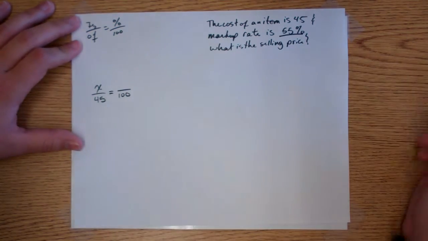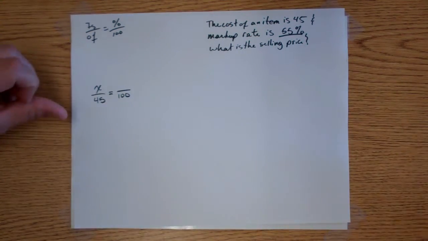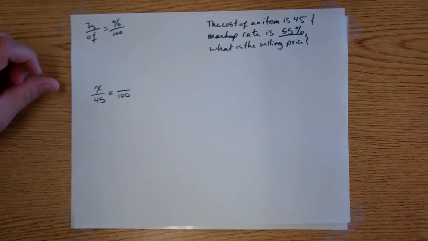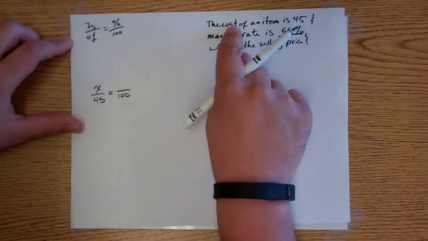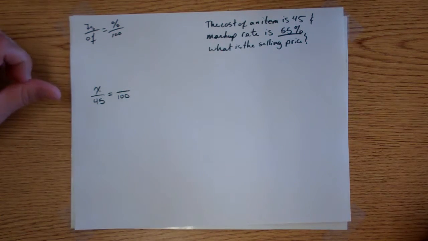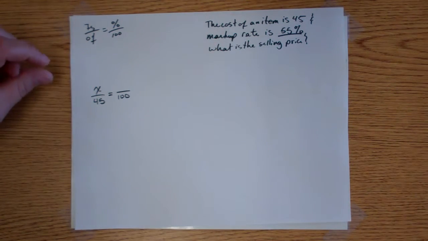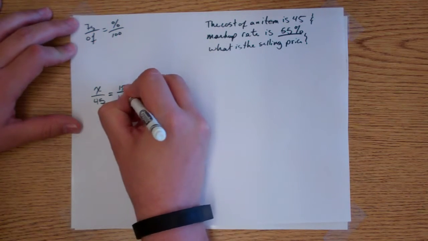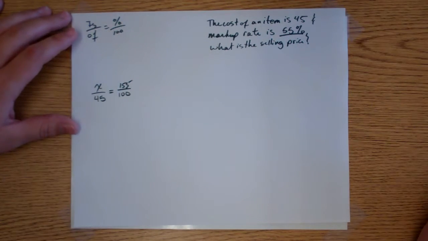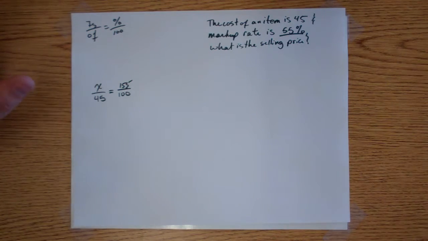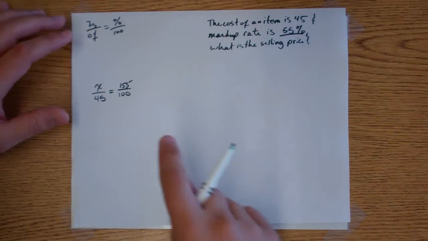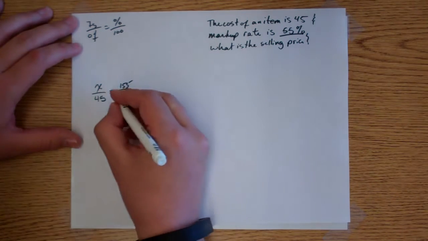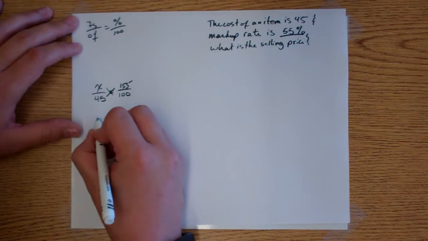The markup is 55%. Now, since you're marking it up, that means you're paying 155% of the cost of the item to get the selling price. Because remember, when you mark it up 55%, you're including the cost plus an additional 55%. So our percentage here needs to be 155, because you're including the original cost, which is 100%, then adding 55% to that. So 155%. Still works the same exact way, though.